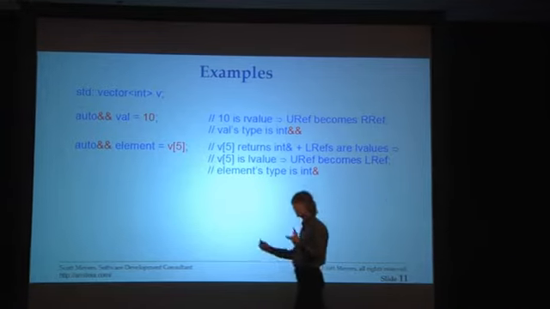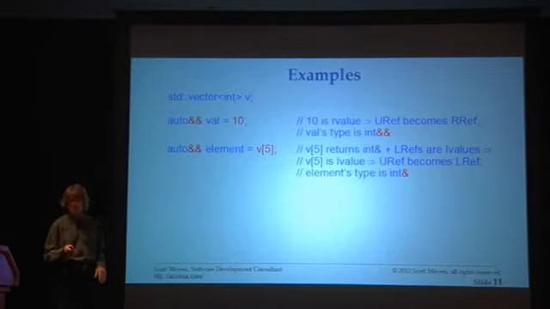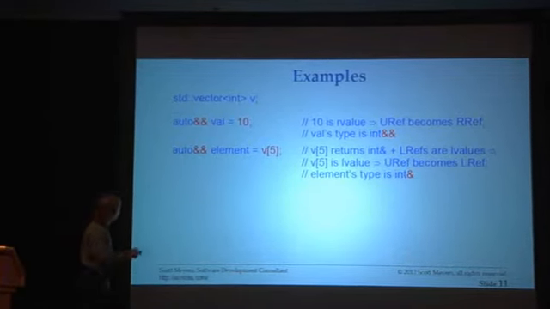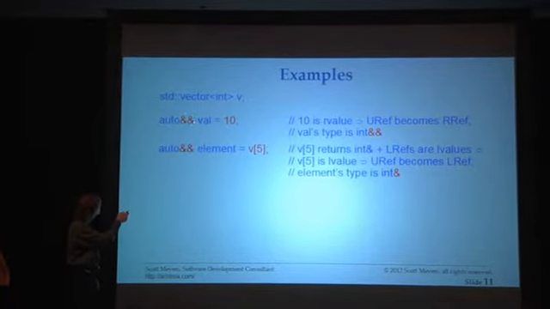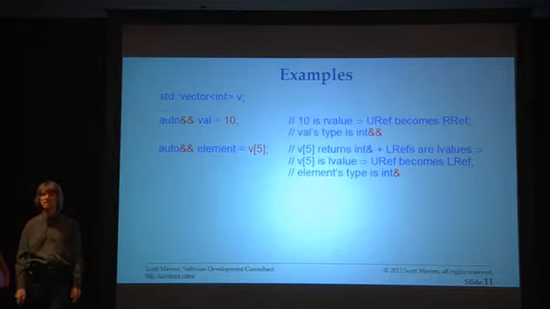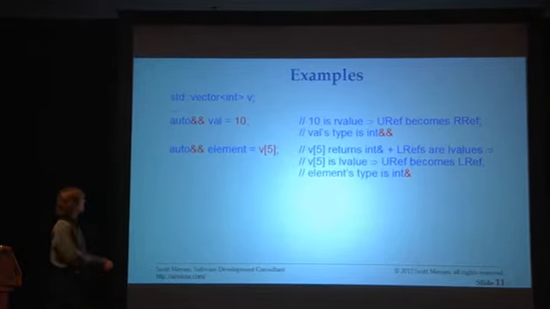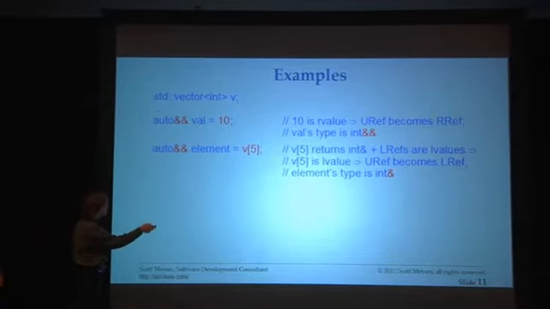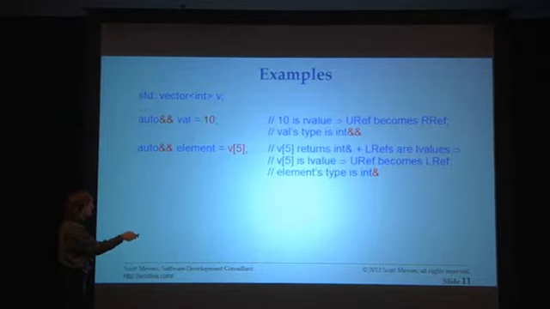Now, I said I'm going to talk about templates and auto first. We'll deal with typedefs and decltype later. So, v is a vector of int, and now I say auto&&, this is a universal reference. It is being initialized with the literal 10. The literal 10, when it's an integer, is an R value. Therefore, the type of val is int&&, because this universal reference being initialized with an R value becomes an R value reference.